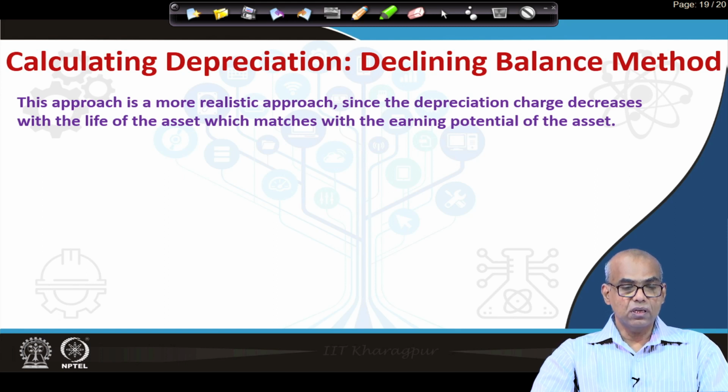This approach is a more realistic approach since the depreciation charge decreases with the life of the asset, which matches with the earning potential of the asset. The earning potential of the asset decreases as time progresses.